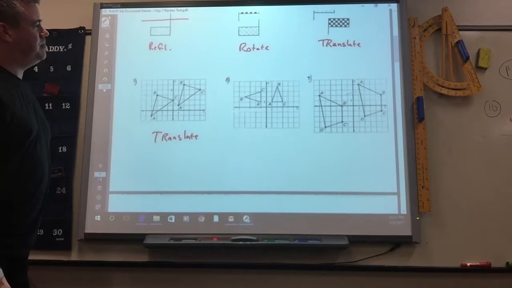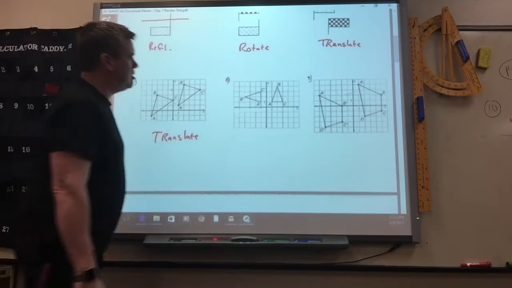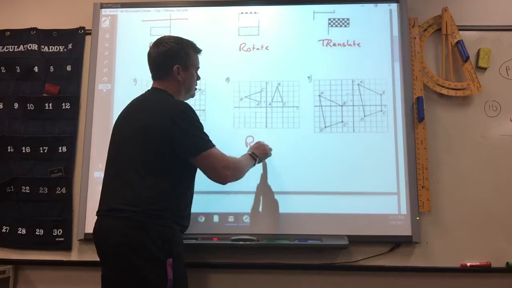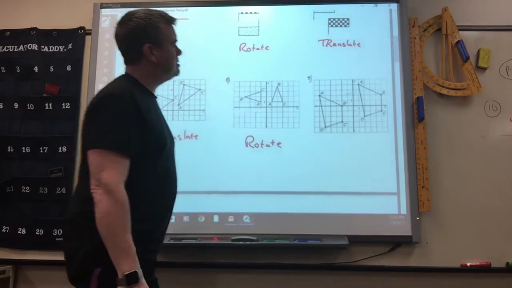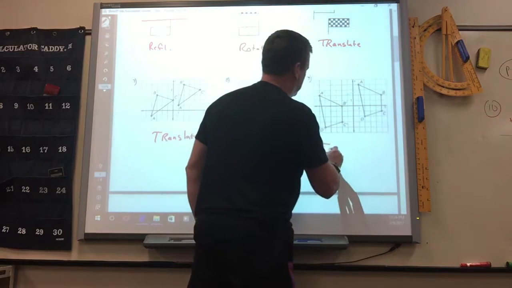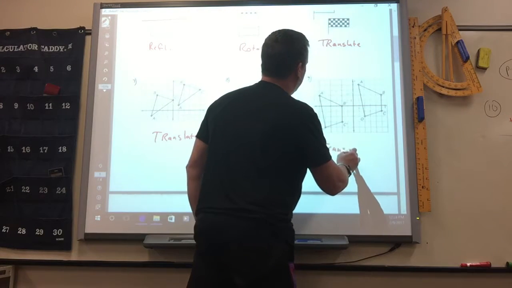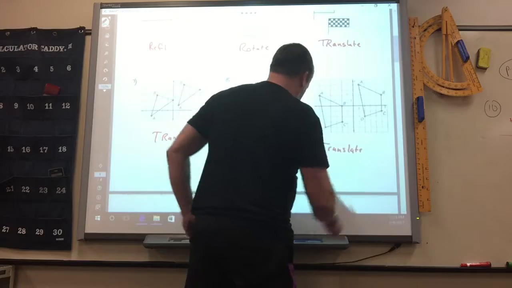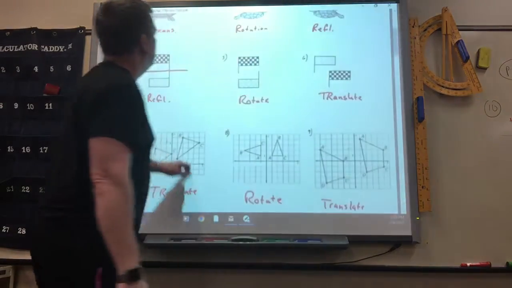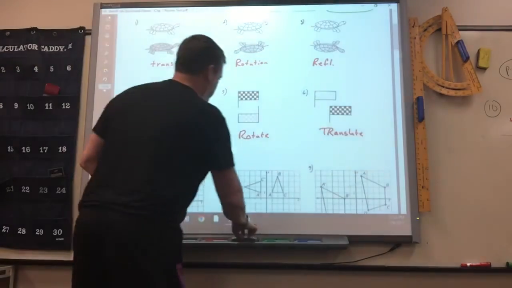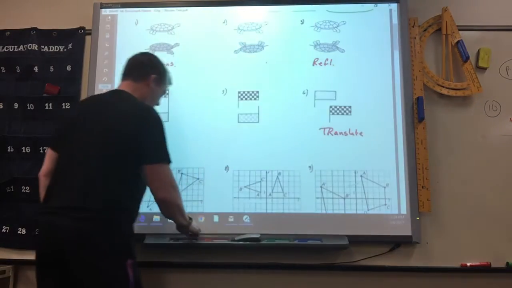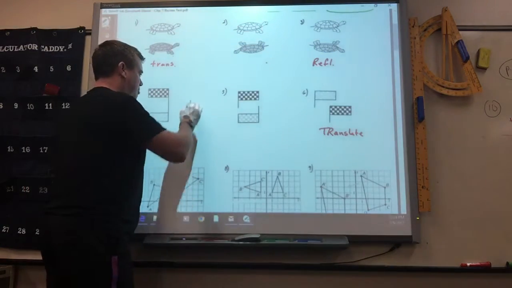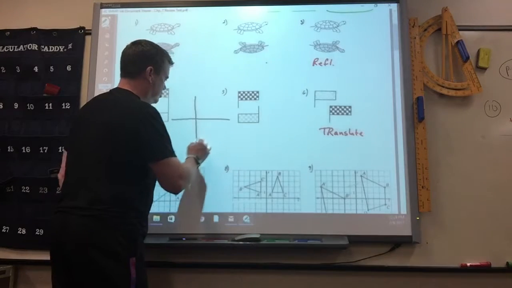Number 8, rotation. And 9, translation. There was none that was glide reflection, so I should show you what that would look like. If you had something like this.